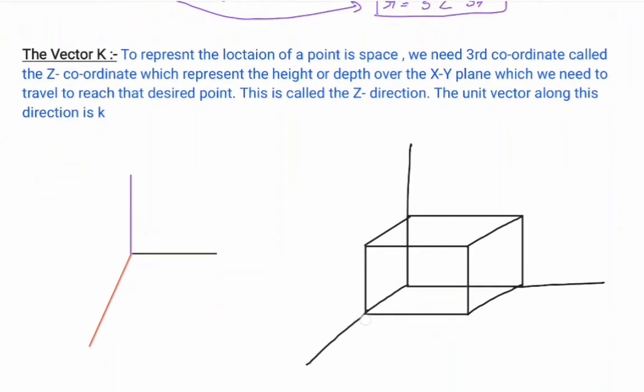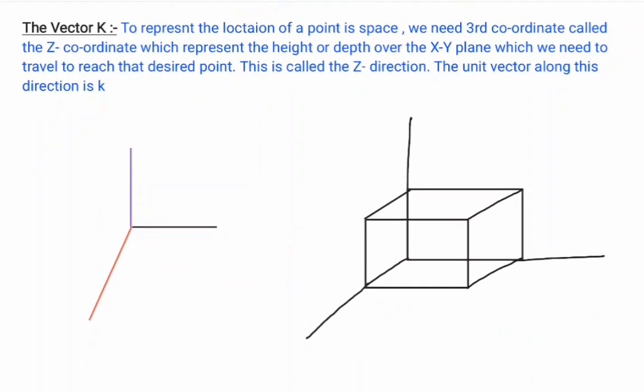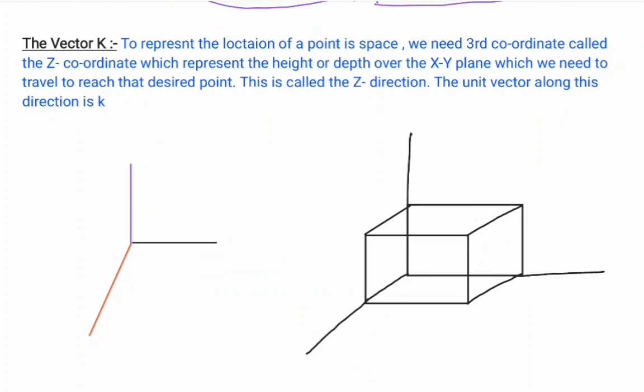Now we are going to introduce a z-axis. Till now we have discussed the x-axis and y-axis. Till now we have seen the vector as components ax and ay, the x-axis component and y-axis component. But to represent any point in space, we require 3 coordinates, x, y and z.